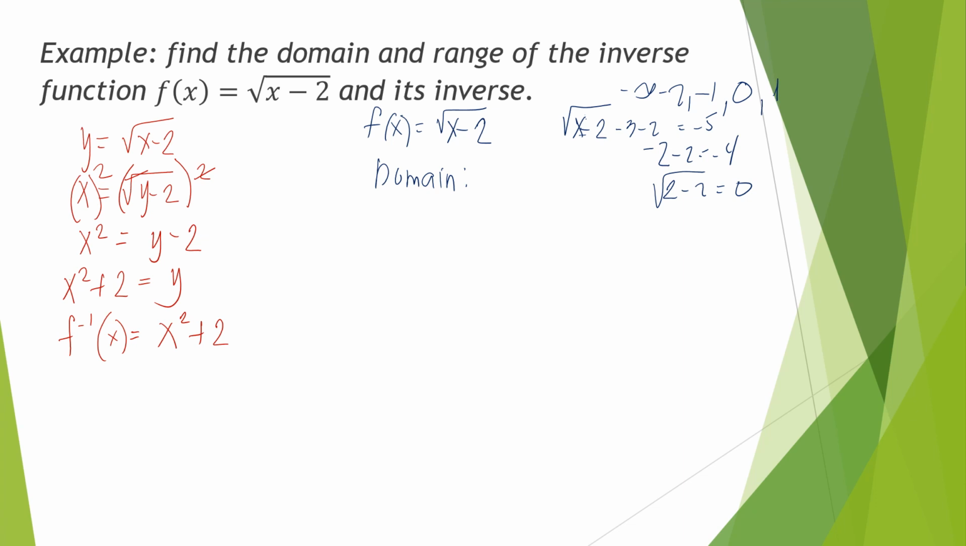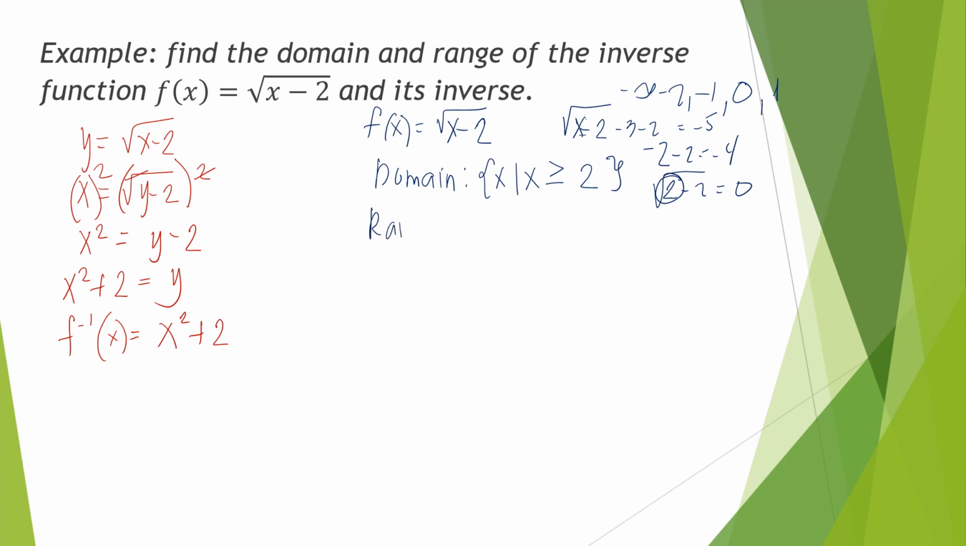So, our domain there is the set of x such that x is greater than or equal to 2. Okay? Because when it is 2, 2 minus 2 is 0. Above 2, 3 minus 2 is 1, so that is allowed. The value of x cannot be lower than 2. Okay? So, that is our domain.